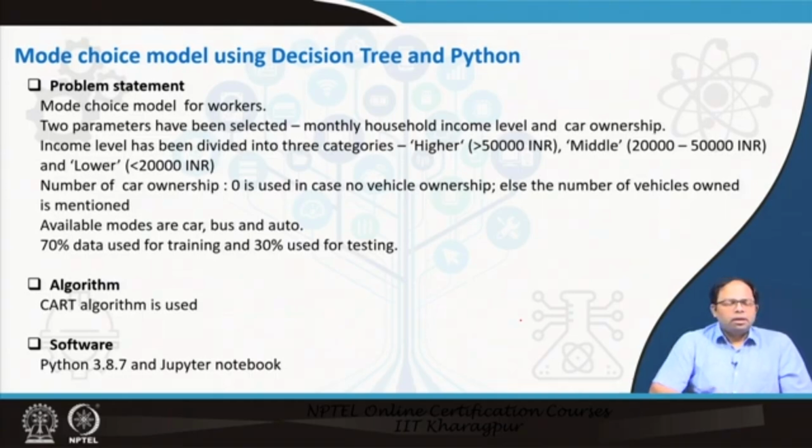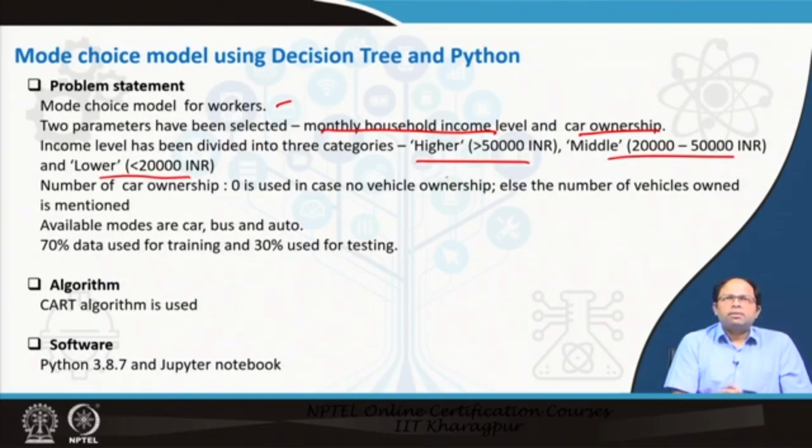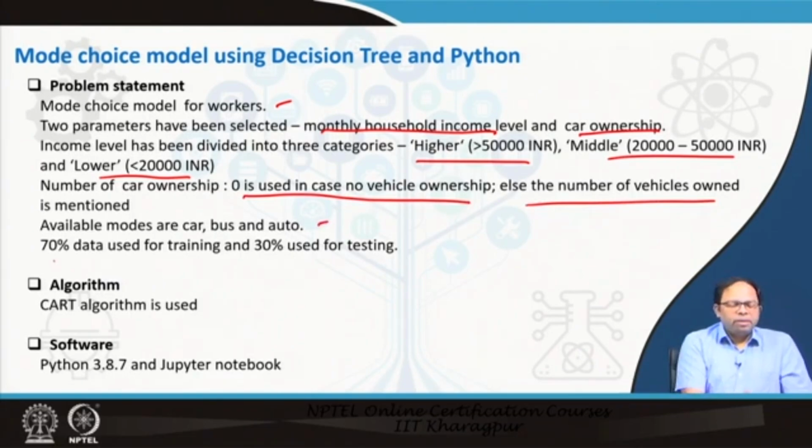Let us see an example of a mode choice model using a decision tree, and we will use Python. A mode choice model for workers is being developed. Two parameters are selected: monthly household income level and car ownership. Income level is divided into three categories: higher, middle and lower. Lower is less than 20,000, 20 to 50,000 is middle, and higher is greater than 50,000. Car ownership is 0 in case of no vehicle ownership, and otherwise the number of vehicles owned is mentioned. Available modes are car, bus and auto. Auto means auto rickshaw. 70% of the data is used for training and 30% is used for testing.